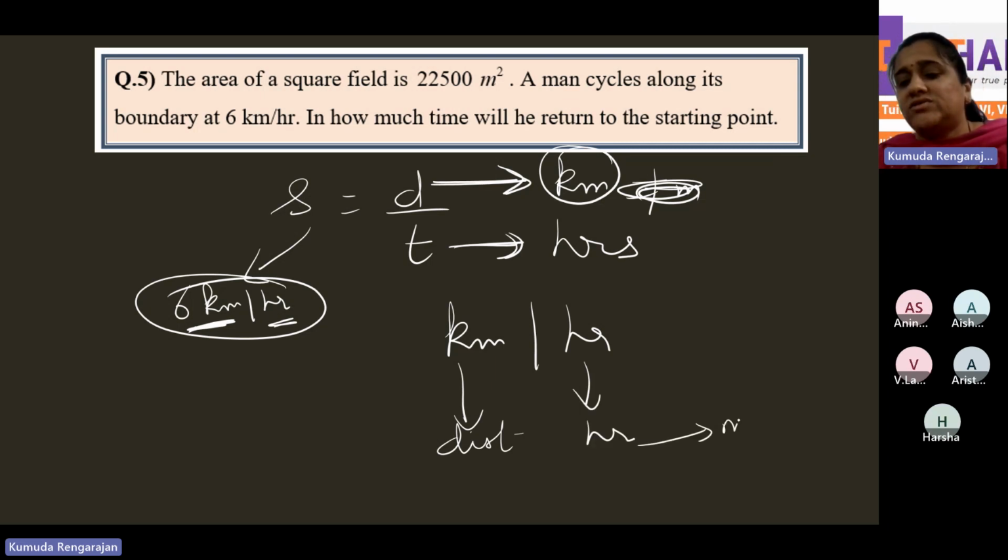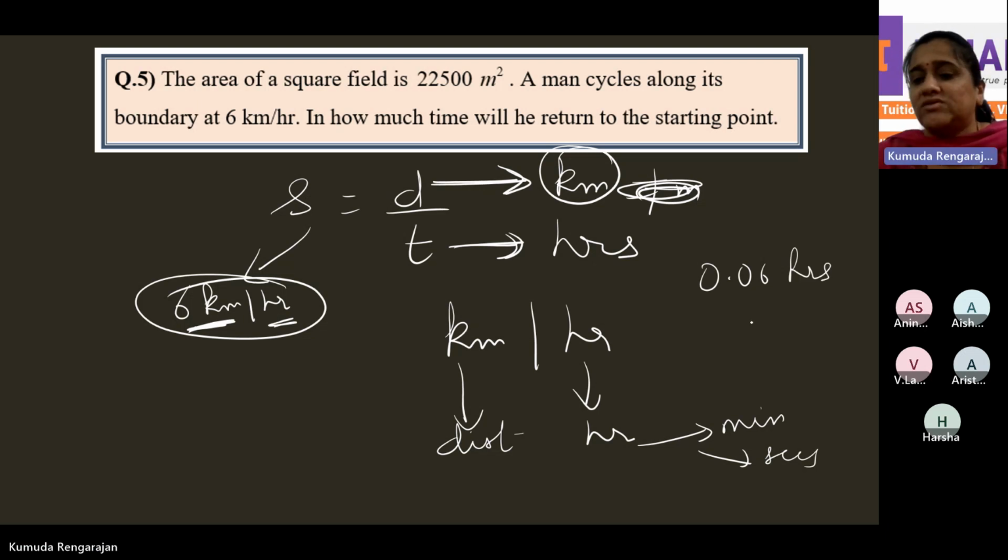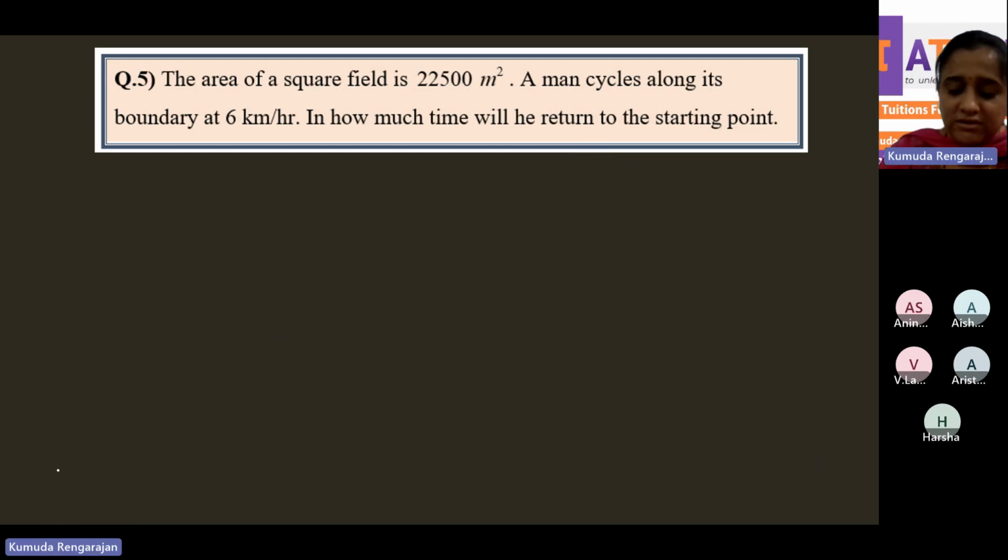You can convert it to minutes or seconds. Supposing you get 0.06 hours, you can convert that to minutes or seconds. All right, so that's what I've done here.